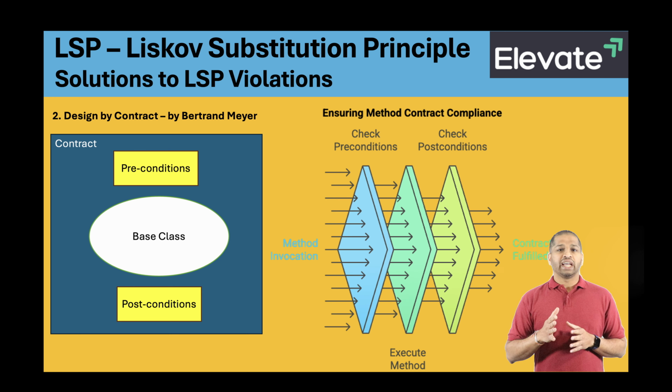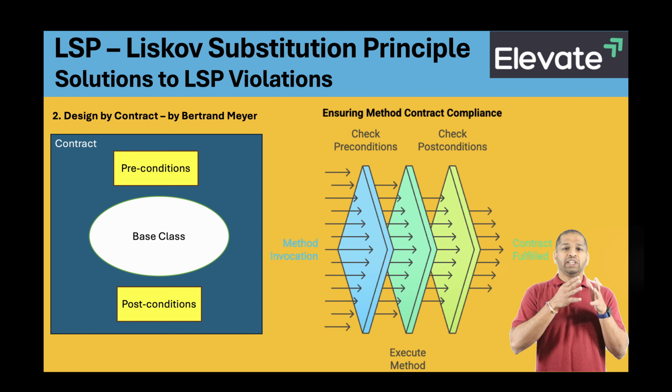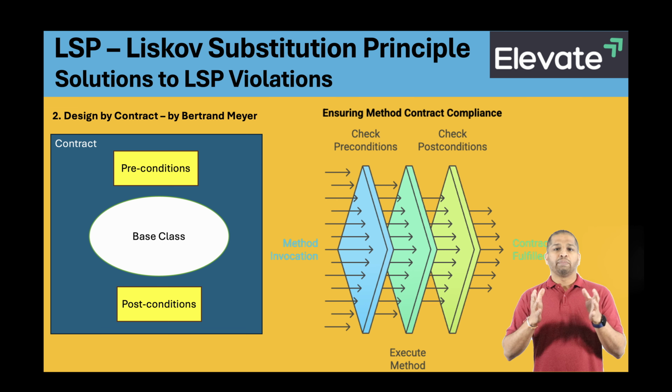What is meant by design by contract is specifying clear pre and post conditions for each method in the base class and ensuring that derived classes adhere to this. So what this means is whenever you specify a class, you specify a contract that determines how the methods or the functions in that base class work. If any of the classes wish to derive from this base class in the future, they will need to comply with the pre and post conditions of these methods.